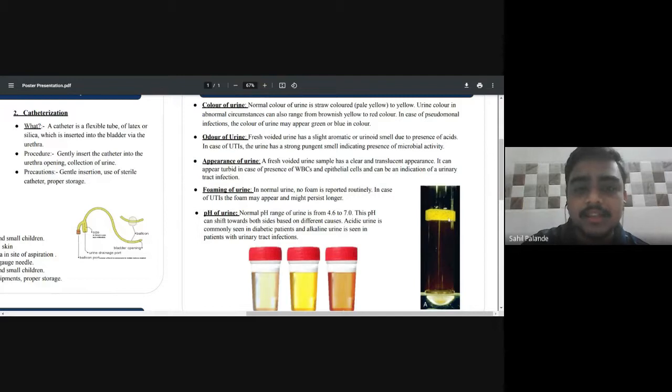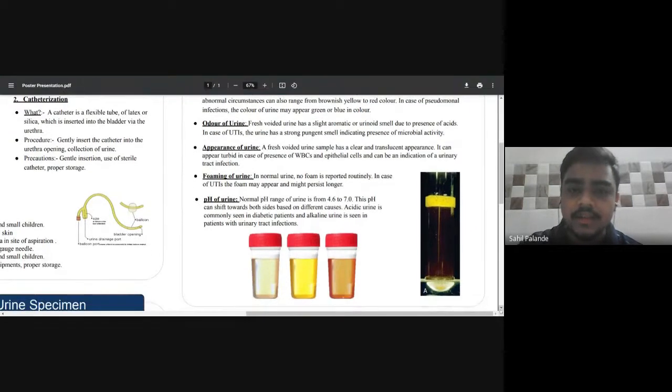Lastly, there is the pH, which we can measure using litmus paper. The normal pH range of the urine is slightly acidic to neutral. This pH can shift towards both sides because of different causes. Acidic urine is seen in patients with diabetes mellitus because of the acidosis in them, and alkaline urine is seen in patients with urinary tract infections, which can be analyzed by the urease activity, which turns the urine alkaline due to the presence of ammonia in it.